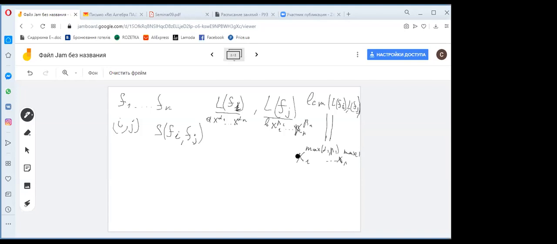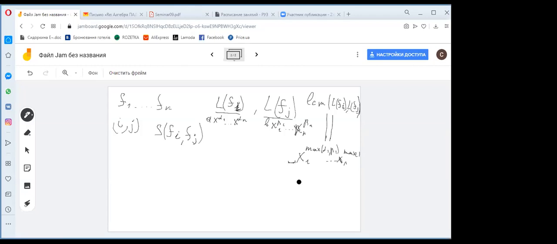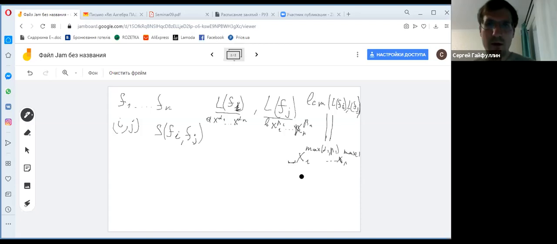I'm sorry, shouldn't it be also a maximum of a and b? No. There is no coefficient here. It's not a big deal, but let us just say that there is no coefficient here.